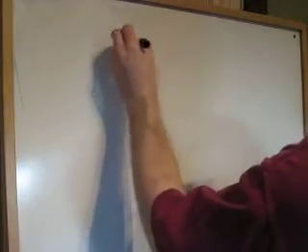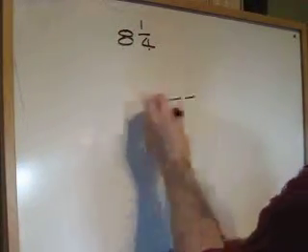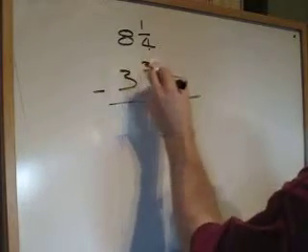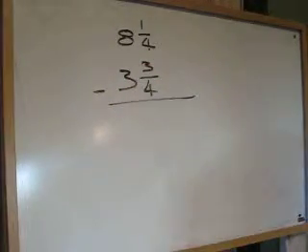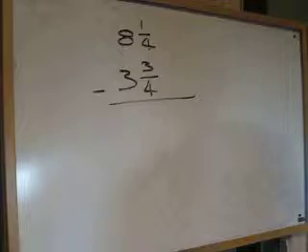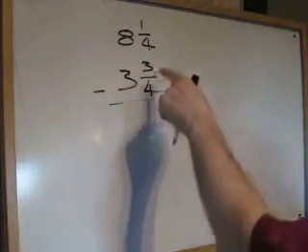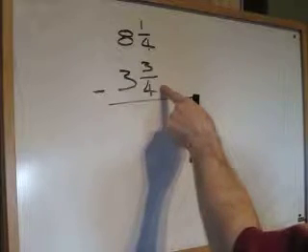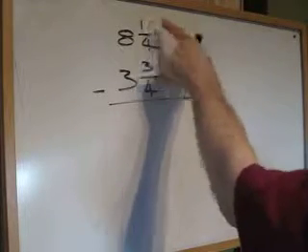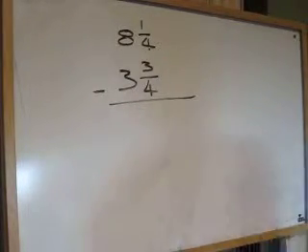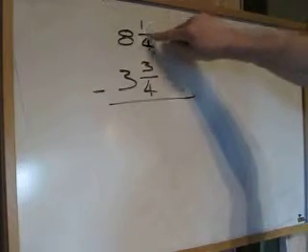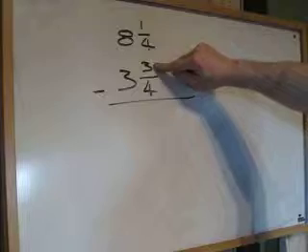Example 8 on page 230. We've got 8 1/4, and we're going to subtract 3 3/4 from it. Okay, notice in this one we have fractions, we have common denominators, but the problem we're running into is we have 1 minus 3. Can't do that. So we're going to have to make this number up here larger than this number. It has to be larger.